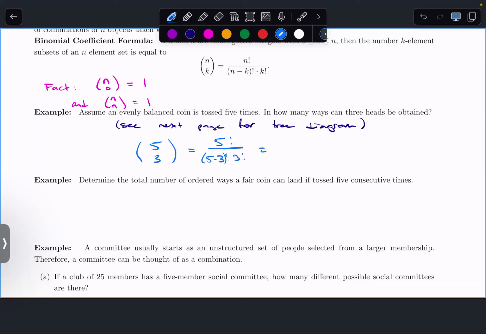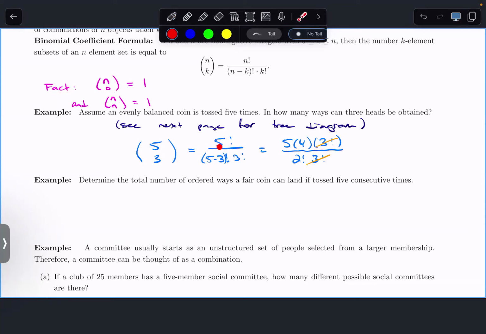To keep it in the space. The trick that I'm going to use is I'm going to expand 5 factorial until I hit the larger of these factorials, right? 5 minus 3 factorial is 2 factorial, 3 factorial, so I'm going to go to 3 factorial. So I get 5 times 4 times 3 factorial over 2 factorial times 3 factorial. The reason I did that was so I could cancel 3 factorial and 3 factorial, which I'm allowed to do because it's multiplying. Right?